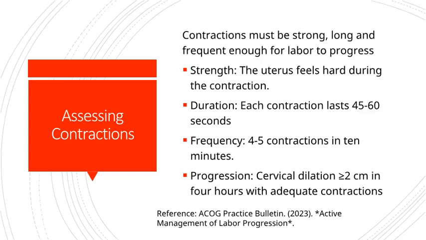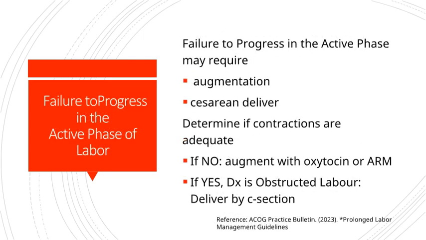A common complication of the first stage of labor is failure to progress during the active phase. This requires careful assessment looking for the cause. The cause will determine if augmentation or cesarean delivery is appropriate. C-section is indicated in the case of labor dystocia with adequate contractions. Labor dystocia is defined as no progress in 4 hours once in the active phase of labor or no progress in 2 hours during the second stage of labor. We will discuss the second stage of labor in more detail in another lecture.